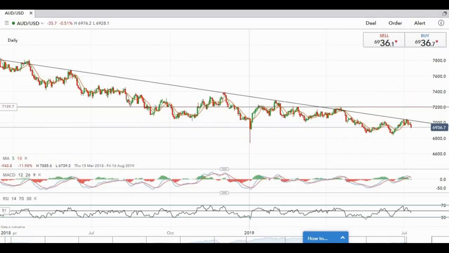So in a downtrend, it's almost exactly the same process, except in this occasion you're looking for a double top. So as you can see on this Australian dollar US dollar chart, the pair's in a downtrend, and we can see this from the fact there's a series of lower highs and also lower lows.